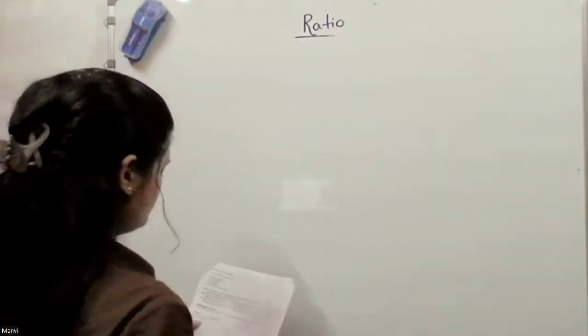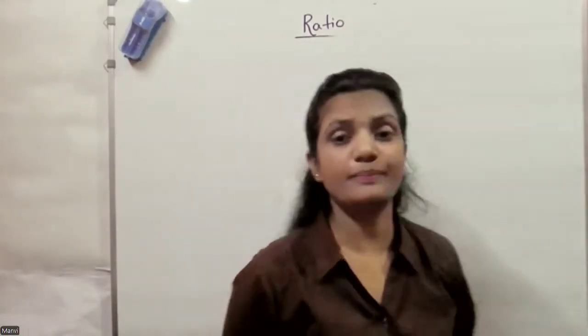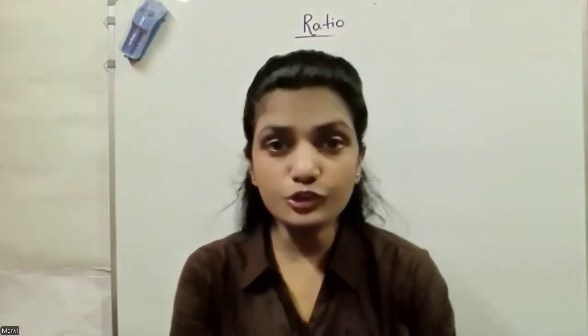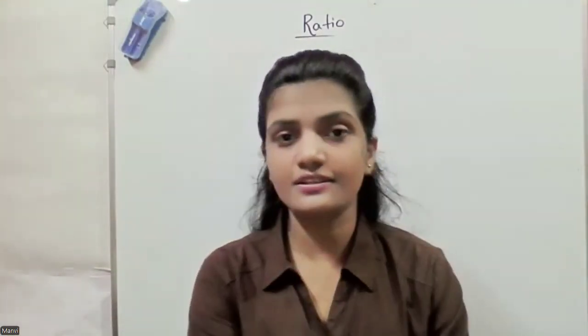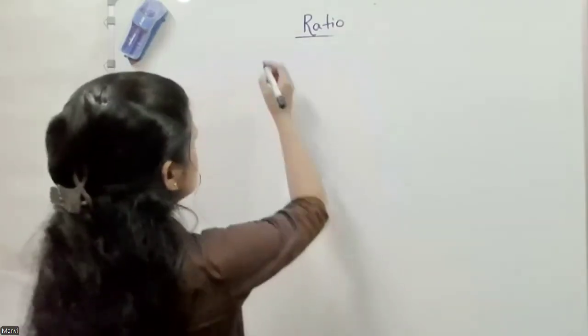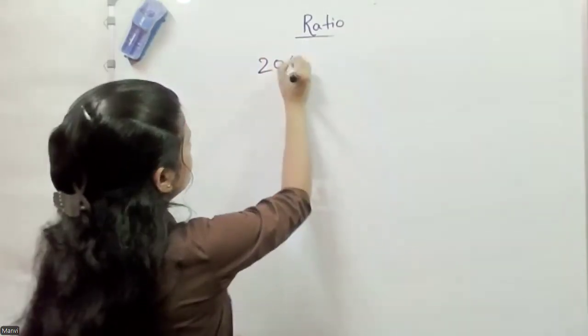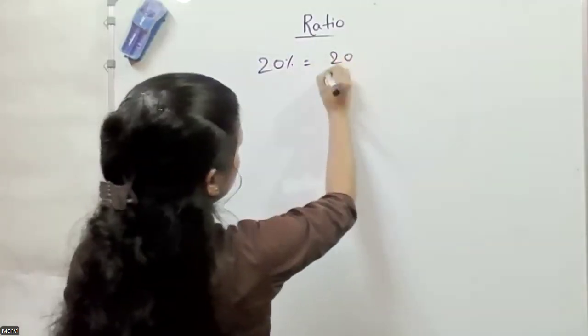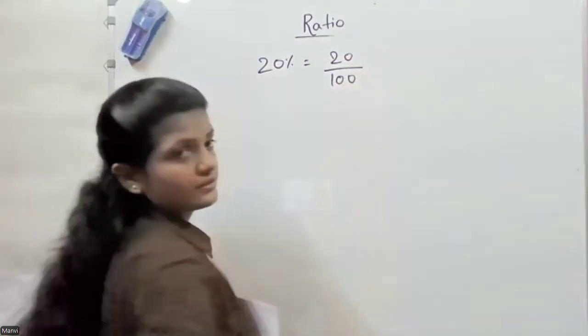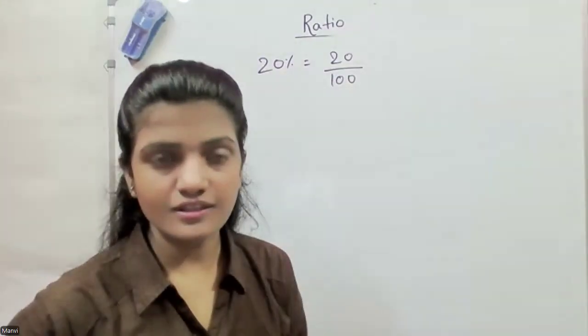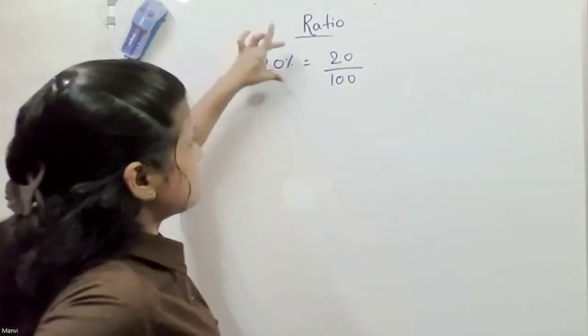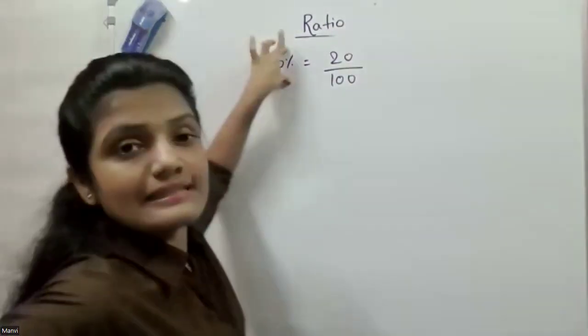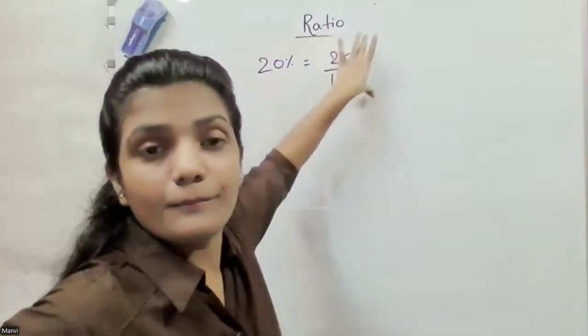For example, percentage means out of 100. We already know that. Yeah. If we have anything 20%, what does it mean? It means 20 by 100, 20 out of 100. Right. So whenever they give us a percentage value, we can easily write that as a fraction.